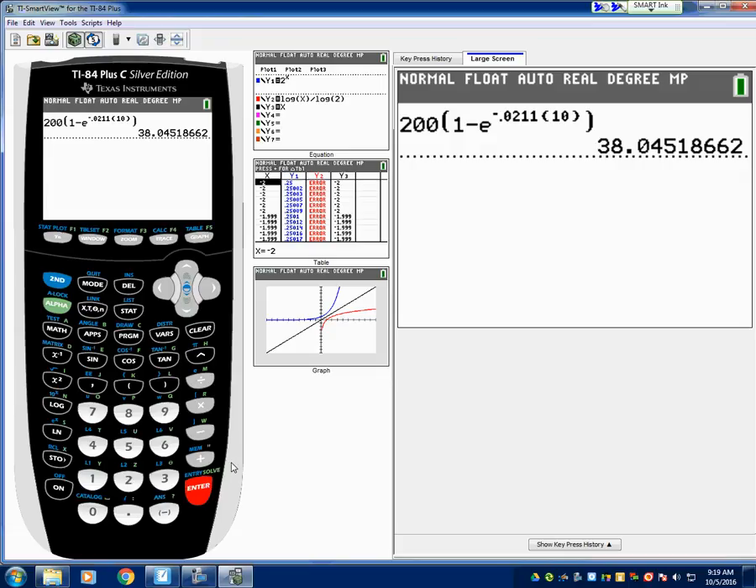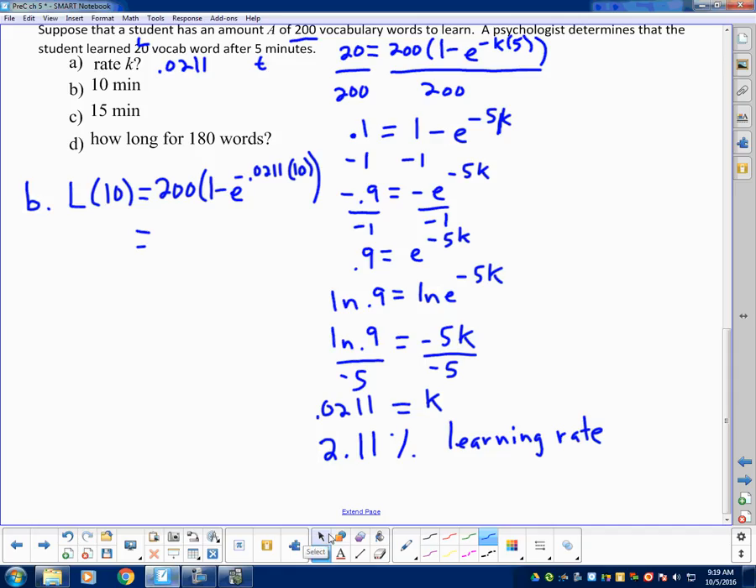And then you do the same process for 15 minutes. I ended up with about 54 words. Are you able to do it on the classic? You guys get that value? Okay. So 38 words, and then the next one was 54 words.